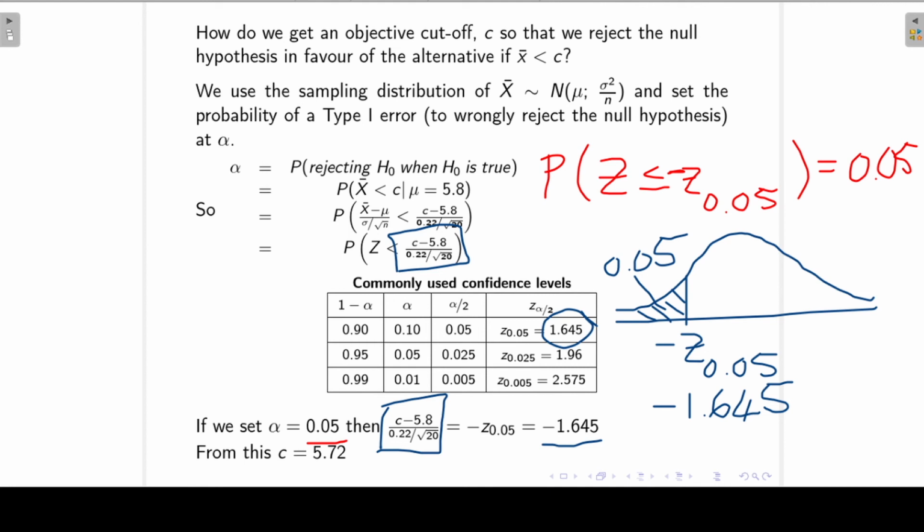Now to solve for C, we will just multiply this minus 1.645. So we will take the minus 1.645 and we will multiply it with the standard deviation, which is 0.22 over the square root of 20. And then we will add the 5.8. Okay, and if we do that, we solve for C equal to 5.72. And now we have an objective cutoff value. So it's quite a process to get to this objective cutoff value. In the lectures to follow, you will see that we can streamline this quite a bit, but this is the theory behind the whole cutoff value.